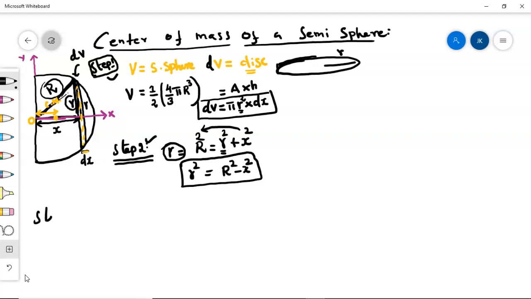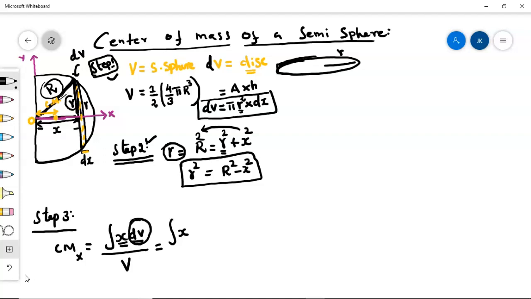And what is step 3? Step 3 is the formula of the center of mass for the x-axis. That is the integral of x dV divided by the volume of the semi-sphere. So what is here? x is the length from the origin to the slice, and dV is the volume of the disk. We found it here.